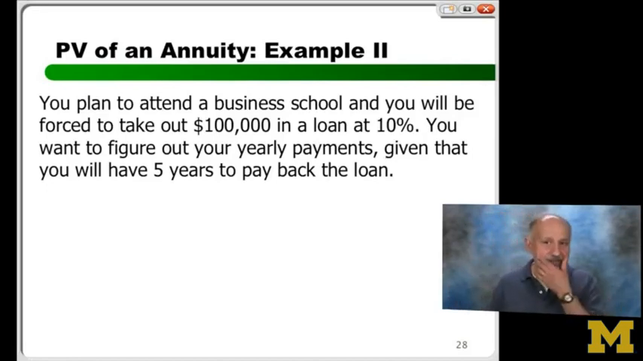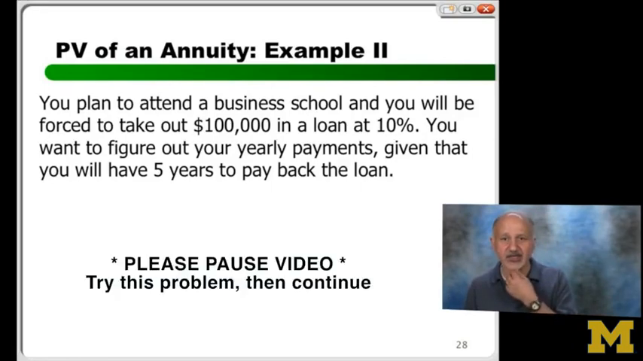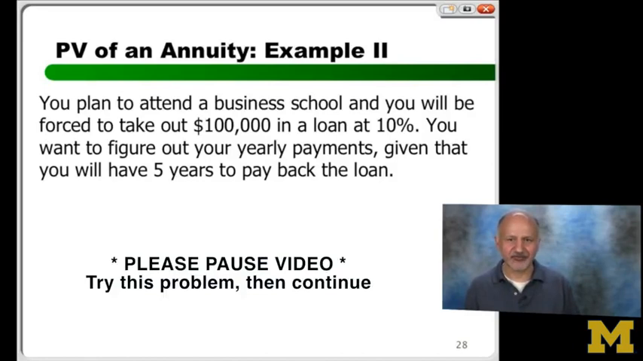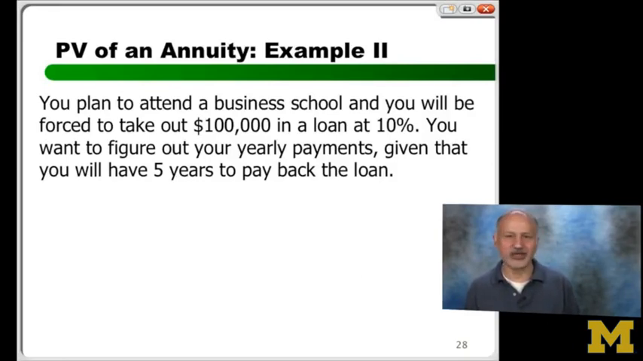You plan to attend a business school and you will be forced to take out a $100,000 loan at 10%. And the 10% you'll see is kind of artificial because I want to make my life a little easy here. Hopefully you don't need to pay 10%, you need to pay much less. But the 100,000 is a fact of life. It costs about that much for 2 years' worth of tuition.